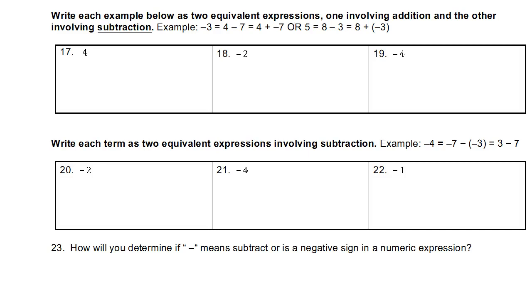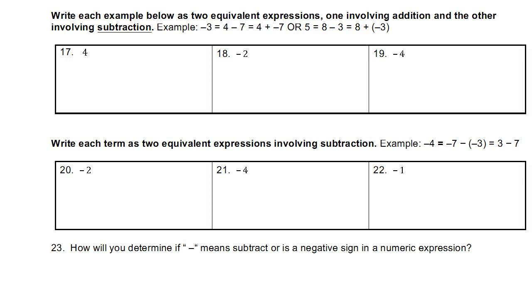Okay, part two. So we're on number 17 now, and they want us to write an example below as two equivalent expressions, one involving addition and the other involving subtraction. And they give us an example, but basically they want us to write a subtraction expression that would give us a difference of 4, and then an addition expression that would give us a sum of 4.